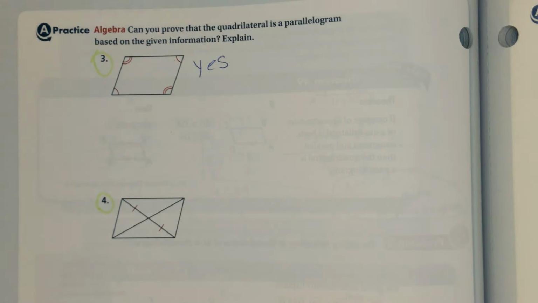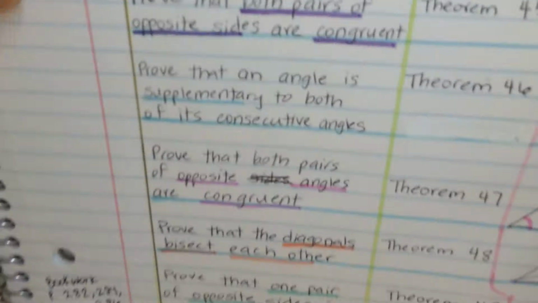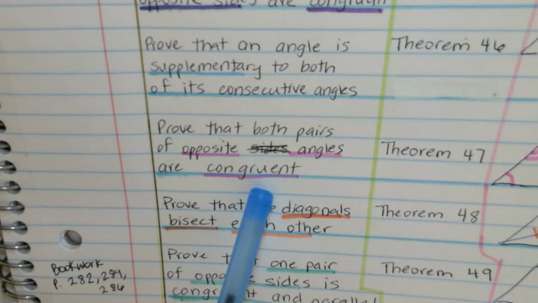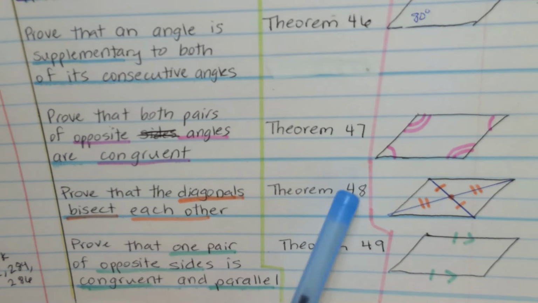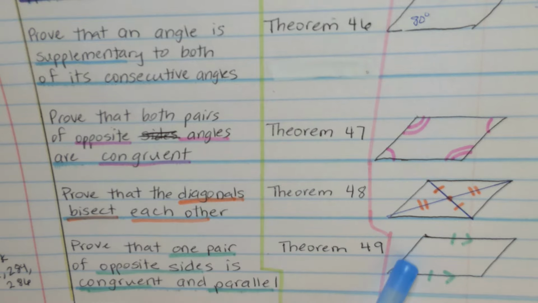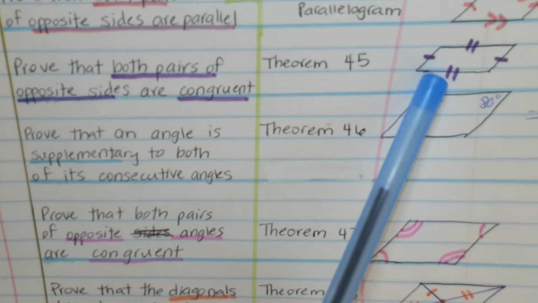I'm going to look at my notes so that I write it the right way. So I'm looking to see right here. Prove that both pairs of opposite angles are congruent. That's what I have to write. And see how it even looks like that diagram. You want to see if it looks like one of those ones that we did.